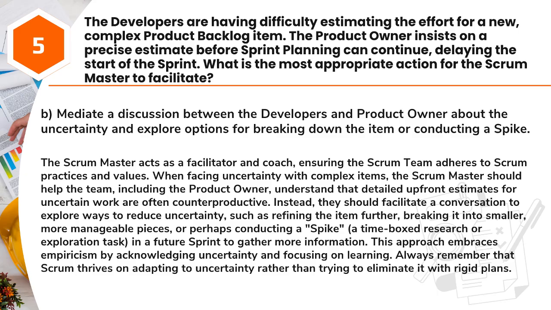Instead, they should facilitate a conversation to explore ways to reduce uncertainty, such as refining the item further, breaking it into smaller, more manageable pieces, or perhaps conducting a spike, a time-boxed research or exploration task, in a future sprint to gather more information. This approach embraces empiricism by acknowledging uncertainty and focusing on learning. Always remember that Scrum thrives on adapting to uncertainty rather than trying to eliminate it with rigid plans.